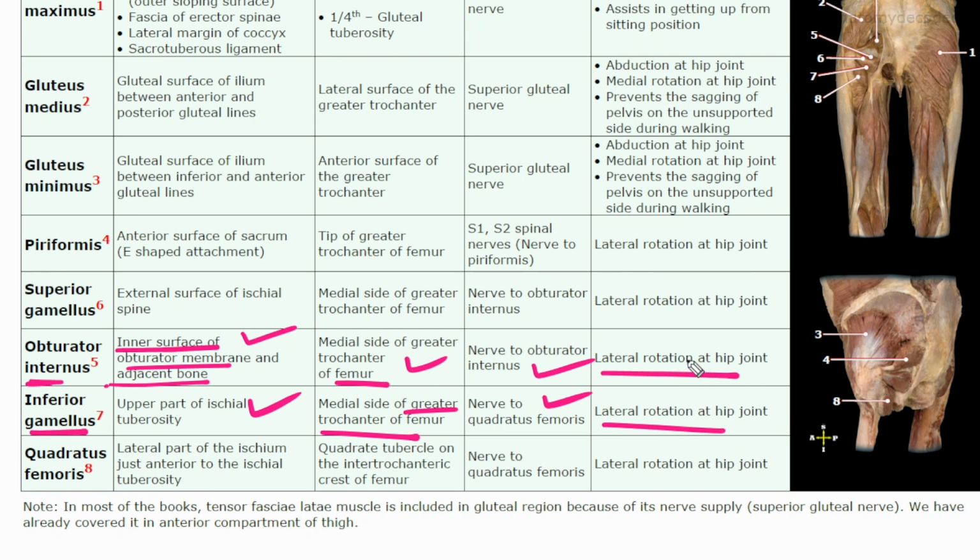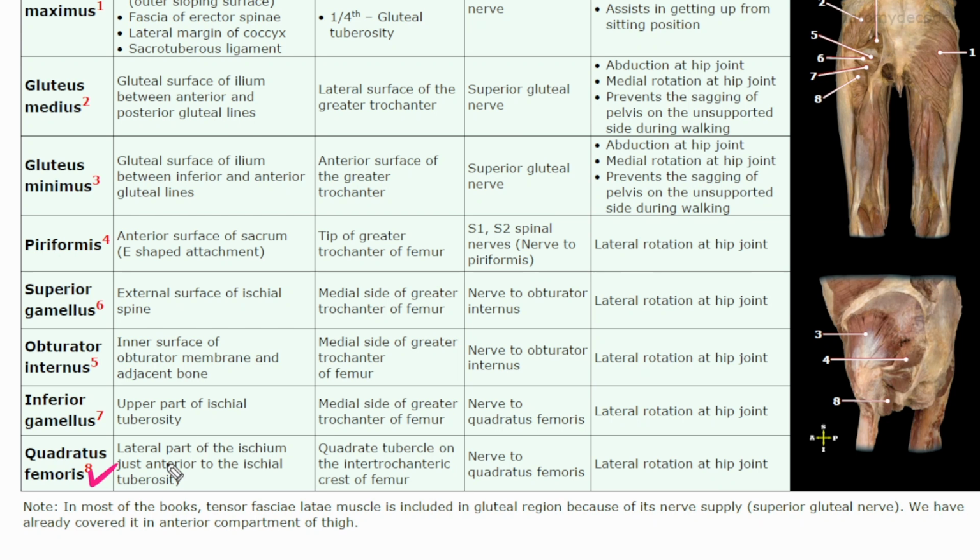Okay. The next muscle is quadratus femoris. Arises from the lateral part of the ischium, just anterior to the ischial tuberosity. Okay. Insertion is on the quadrate tubercle on the intertrochanteric crest of the femur. Okay. Posteriorly there is intertrochanteric crest. There is an elevation on it called as quadrate tubercle. Nerve is nerve to quadratus femoris. Action is lateral rotation at the hip joint.